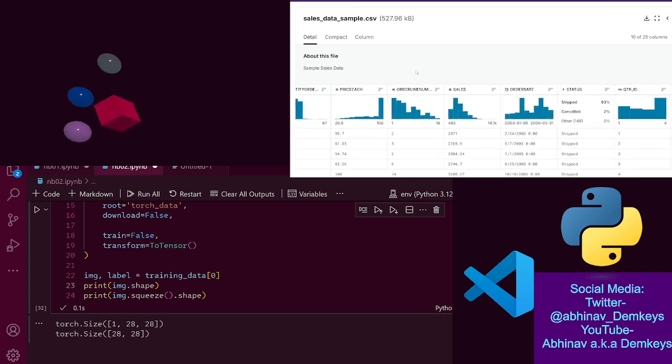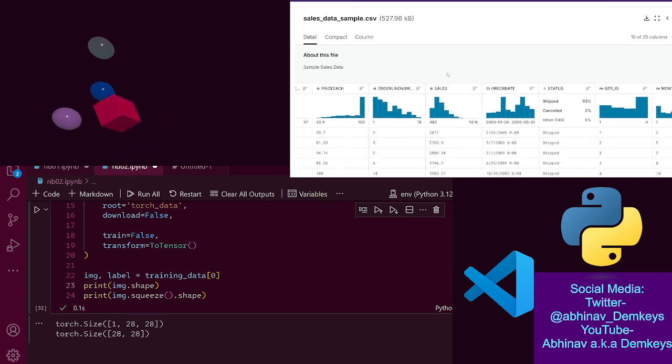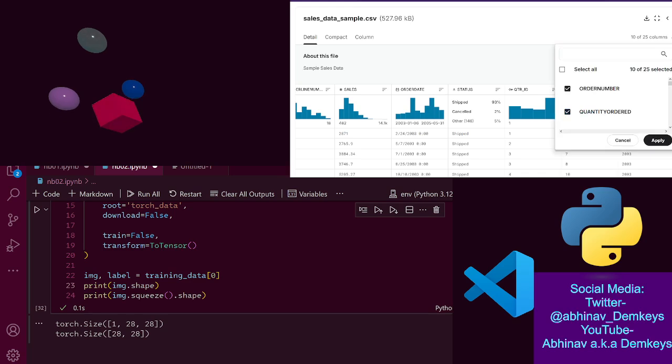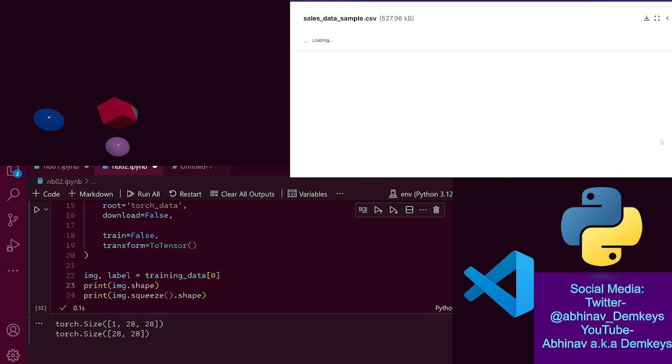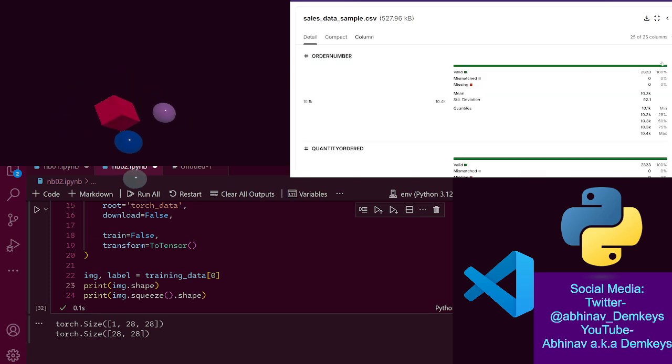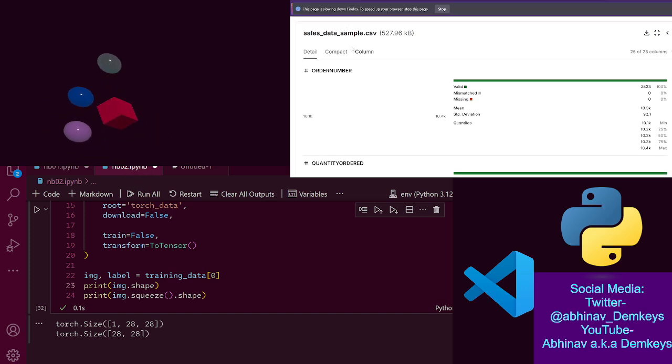All right, price each, order, line number. Okay, I can look at that later. Sales, order date, status, QTR ID. This is saying 10 out of 25 columns. Let's just select all the columns. I want to see which all columns are there. Right, so there's order number. Will this give like a compact list of the columns?